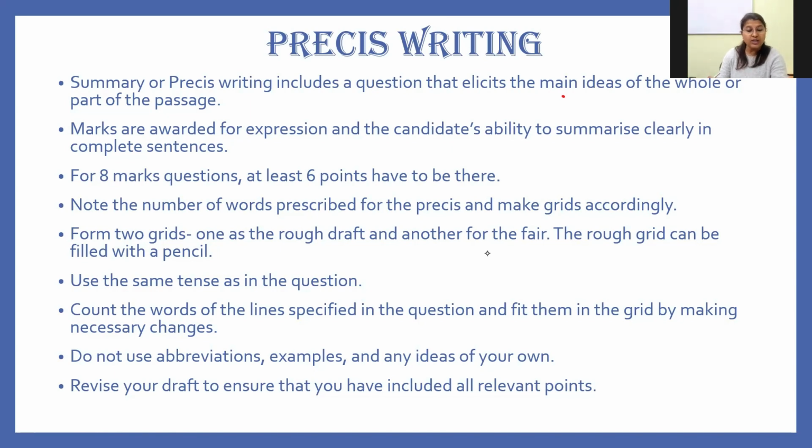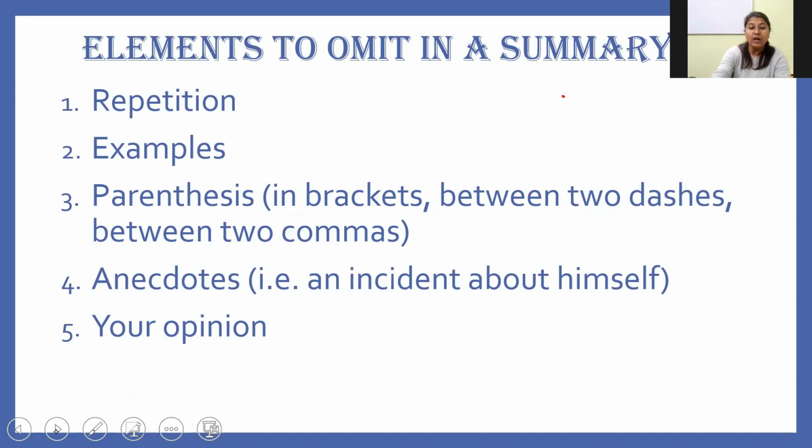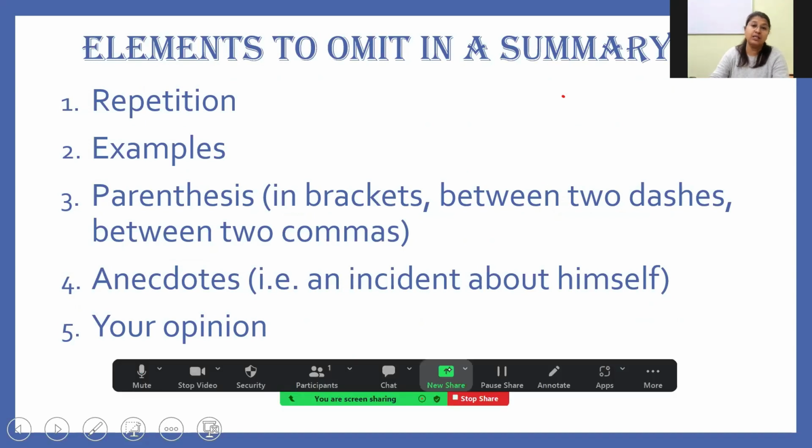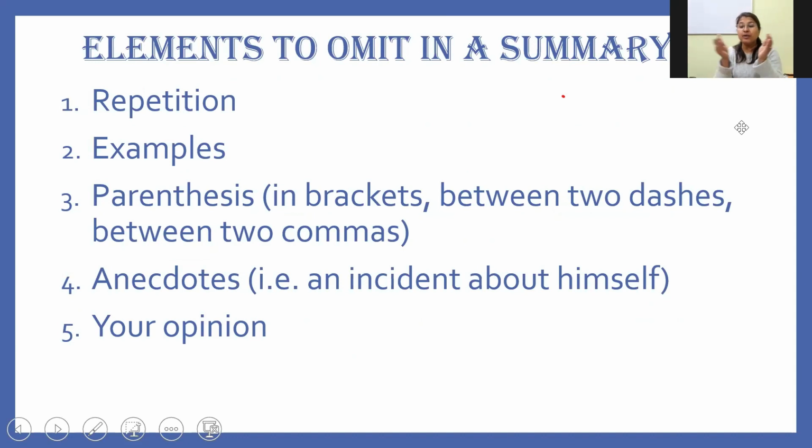So these are the points that you need to keep in mind while writing a Prezi. Now, elements to omit in a summary. When you have to summarize, it means you have to make it short. And for that, there are certain things which you can always omit from the passage. One is repetition, then examples. If any examples are given, you need not give them in your summary.